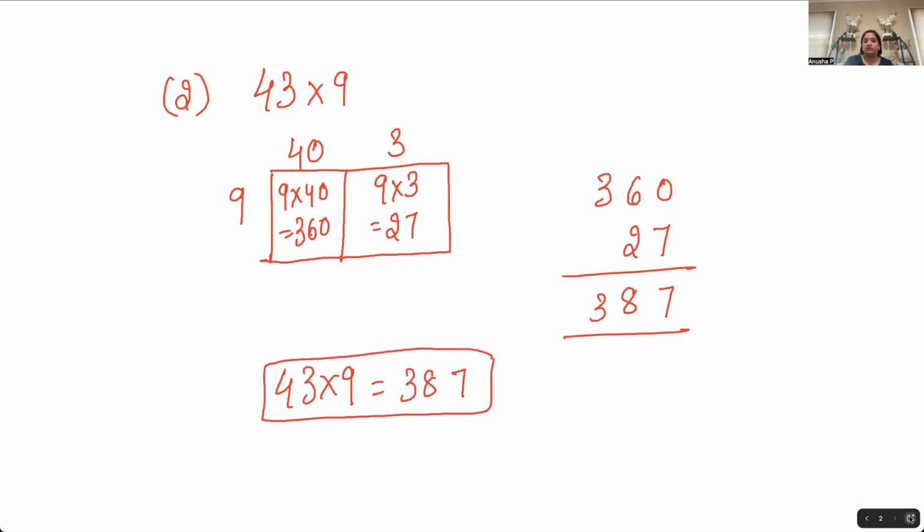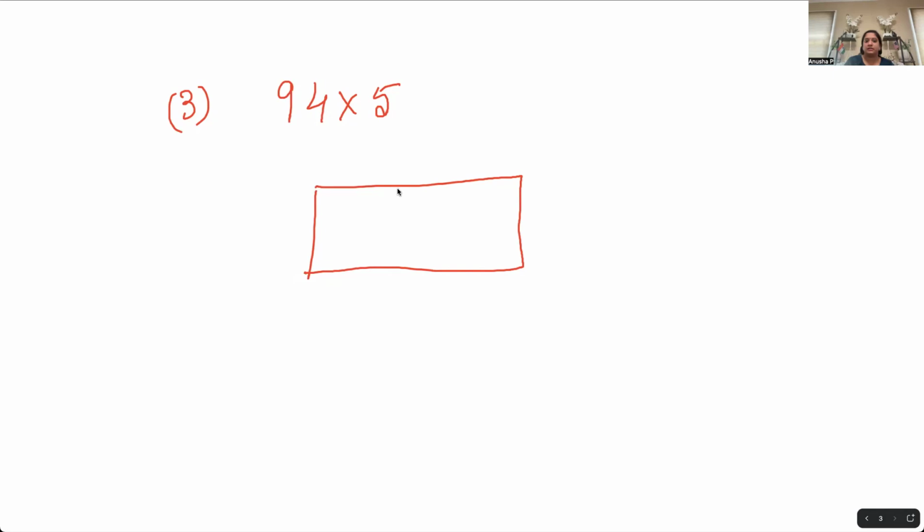Coming to the third example, 94 times 5. 94 is a two-digit number, so we are making the box into two boxes, 90 and 4. And here we are multiplying it by 5.